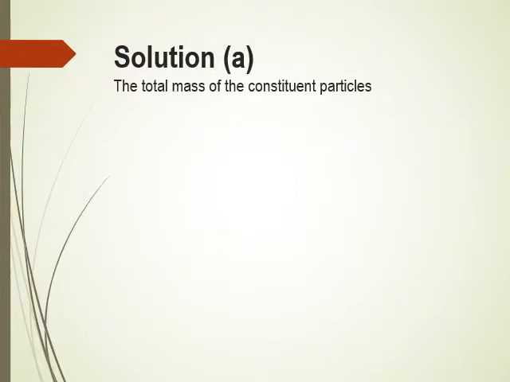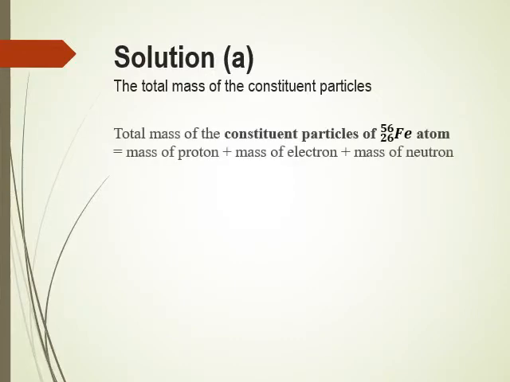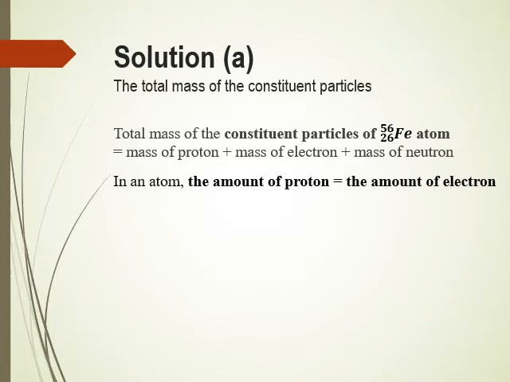To determine the total mass of the constituent particles of the ferrum atom, we need to add up the total mass of protons, plus the total mass of electrons, plus the total mass of neutrons. Now, an atom is a neutral particle. Thus, in an atom, the number of protons is equal to the number of electrons. How do we determine the numbers of protons, electrons, and neutrons? We need to look at the mass number and also the atomic number.